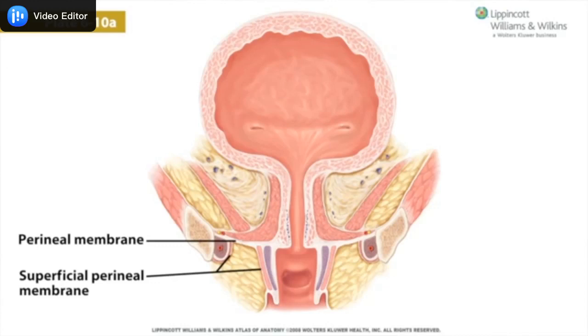Continuing superiorly from the perineal membrane, the next layer of fascia is the fascia of the levator ani. Between the perineal membrane and the fascia of the levator ani is the deep perineal pouch, or space. The roof of the deep perineal pouch is incomplete because it is found at the level of the urogenital hiatus, which allows passage of the urethra and the vagina.